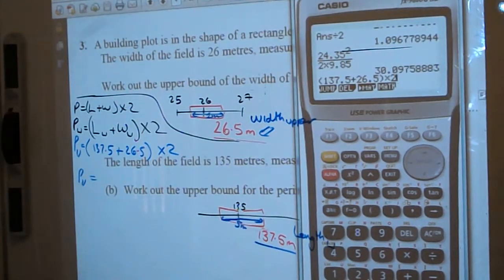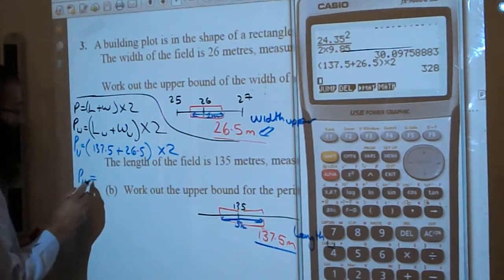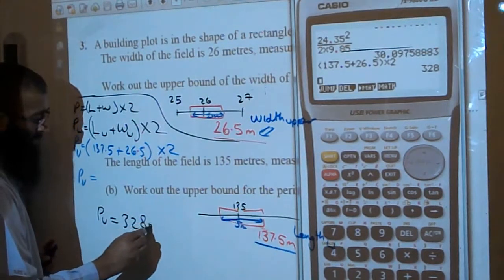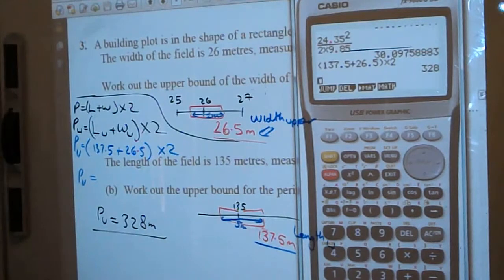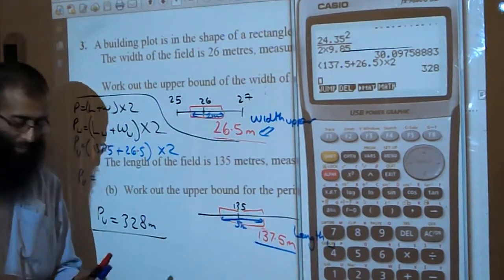Right, so let's press equal. What do you get, Samir? Same. Okay, work out the upper bound for the perimeter. So we get a unanimous answer. Did you get the same? Yeah. So the perimeter upper, I'll copy down here: 328 meters exactly, with that calculation. Done. That's question number 3.